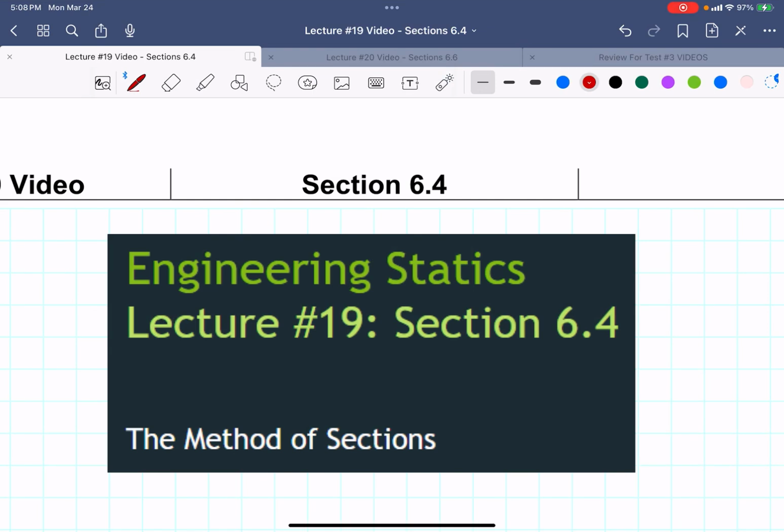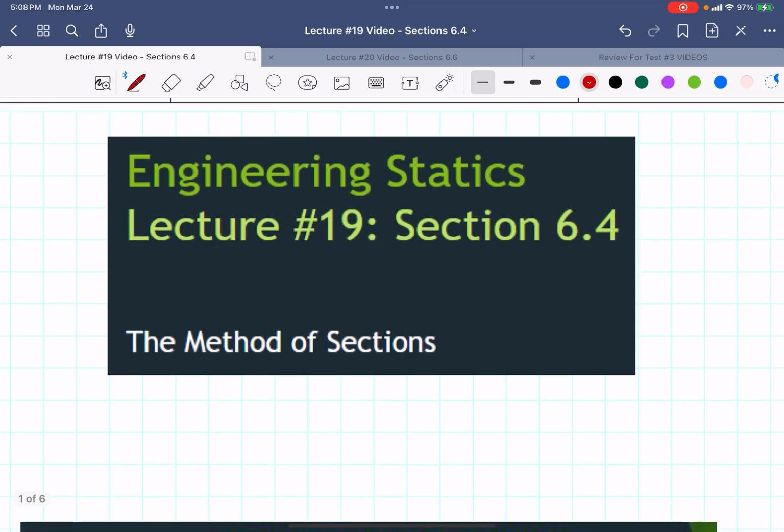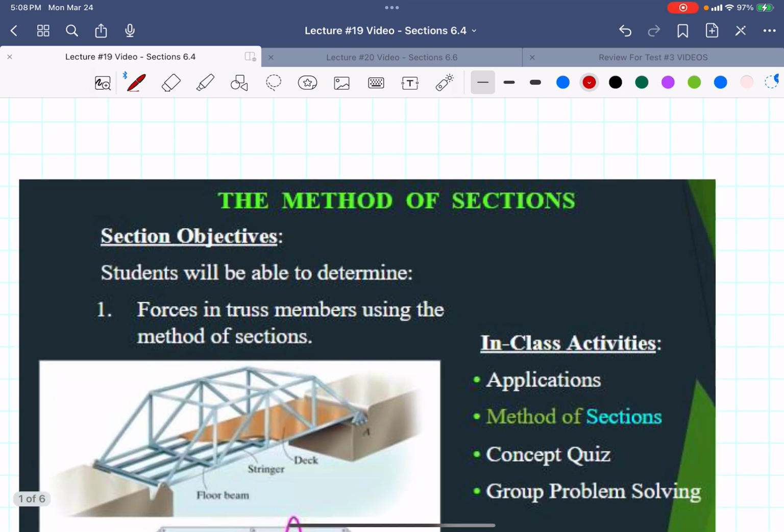Hello, welcome to Engineering Statics lecture number 19 over section 6.4, and we're going to learn the method of sections. We just finished with the method of joints. Now we're going to learn about the method of sections.